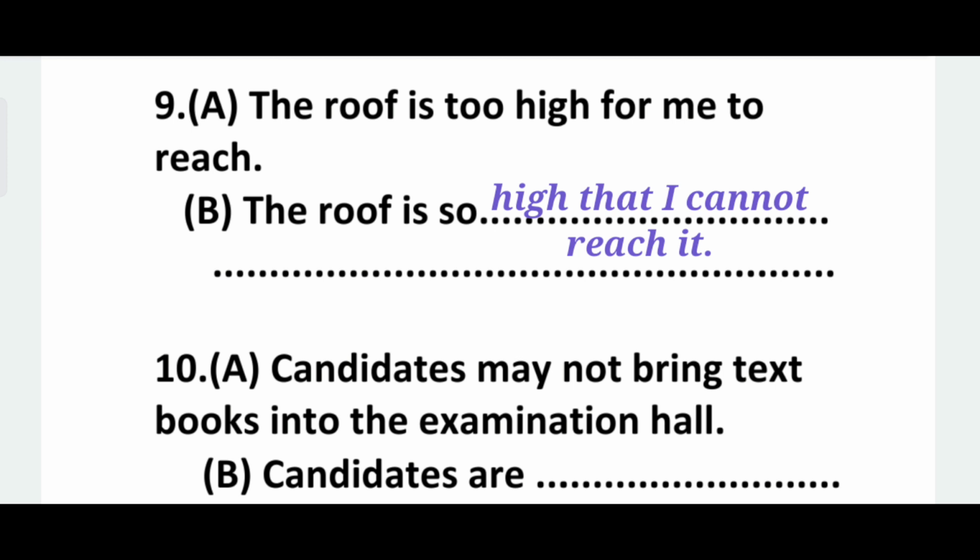For me becomes I and you will have to add it after reach. It refers to the roof. The roof is so high that I cannot reach it. Since the question is in present tense, I will use cannot. Keep this in mind. Transformation of sentences, rules.